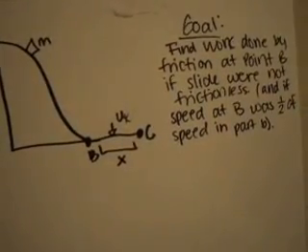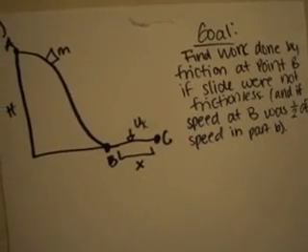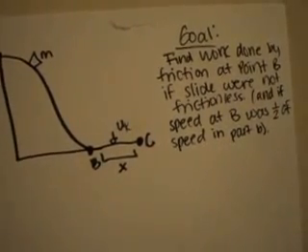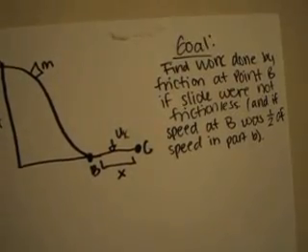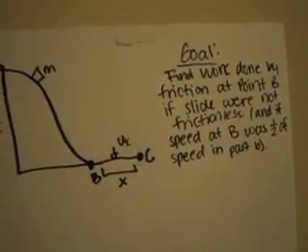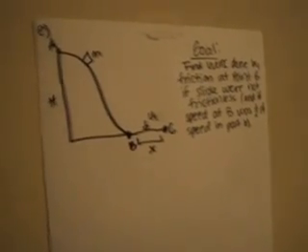Part E. If the slide were not frictionless, determine the work done by friction as the box moved from point A to point B if the speed of the box as it reached point B were half the speed calculated in Part B. Okay, so for the first thing in this equation, I'm just going to refresh the speed that we found in Part B.